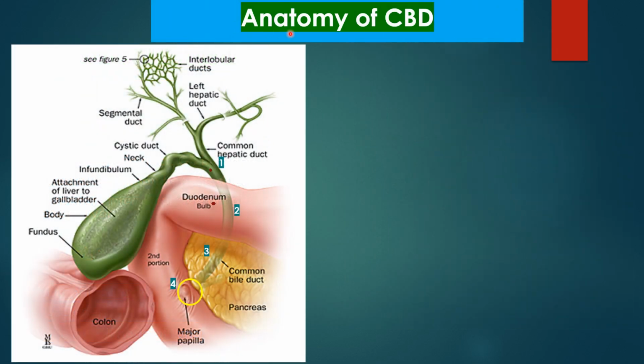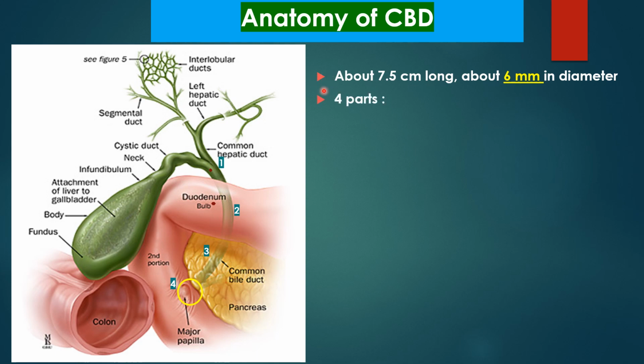This is the anatomy of the gallbladder, CBD or common bile duct. Okay, it's divided into 4 parts. It's about 7.5 centimeters long and about 6 millimeters in diameter. So this is a very important figure, 6 millimeters. Anything more than that is considered dilated. It consists of 4 parts.